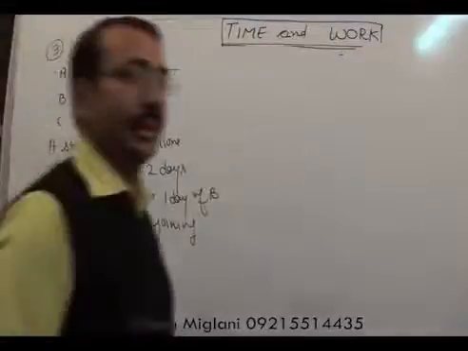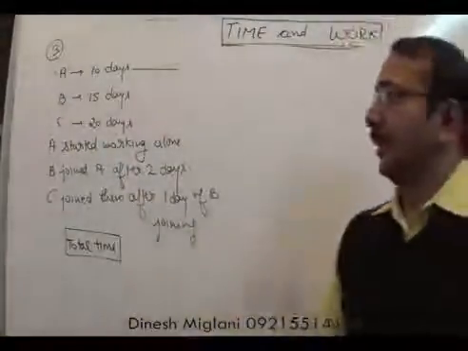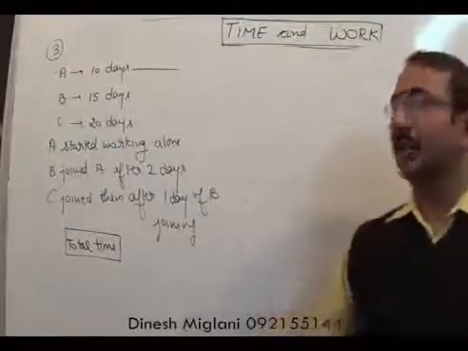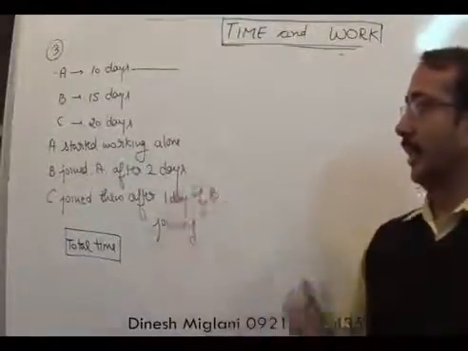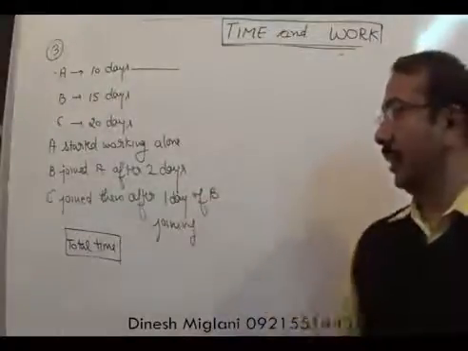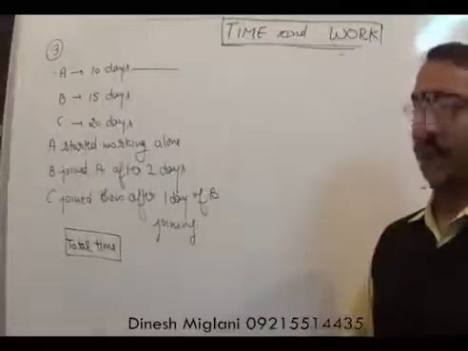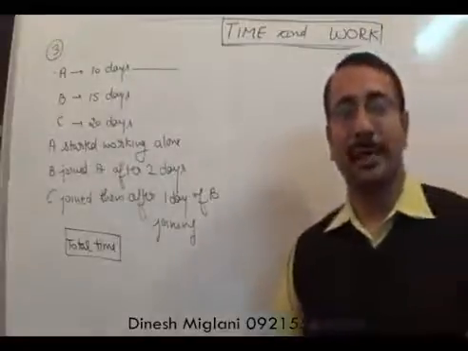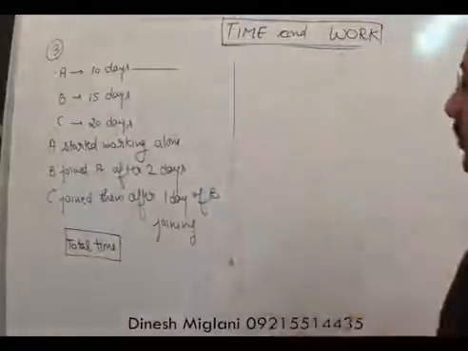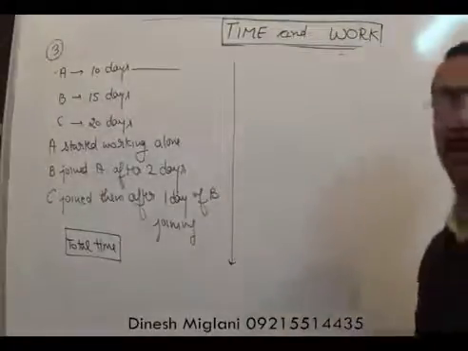Just pay attention again. There are 3 persons A, B, C. A can do the work in 10 days, B can do the work in 15 days and C can do the same work in 20 days. A started alone, B joined after 2 days, C joined after 1 day of B joining, and we have to find out the total time in which the work has been done. Now when we start this question, we can go with any approach.